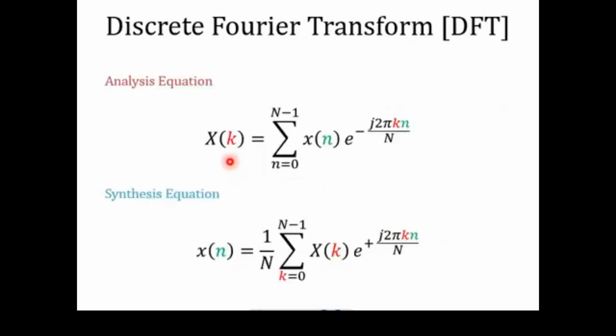So this is the analysis equation of DFT, which tells us the contribution of N number of frequency ingredients present in our x of n, while the synthesis equation combines N number of frequency ingredients in order to make x of n. So our objective is to represent both analysis and synthesis equations in the form of matrices. So let's start with the analysis equation. Let's see how we can convert this equation in the form of matrices.